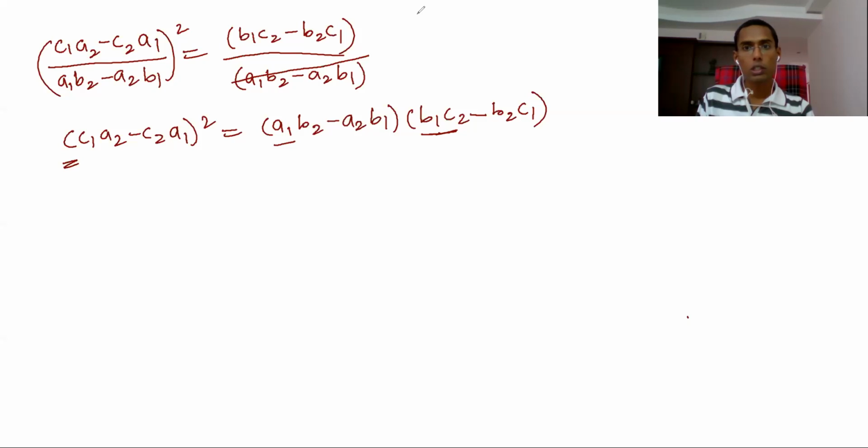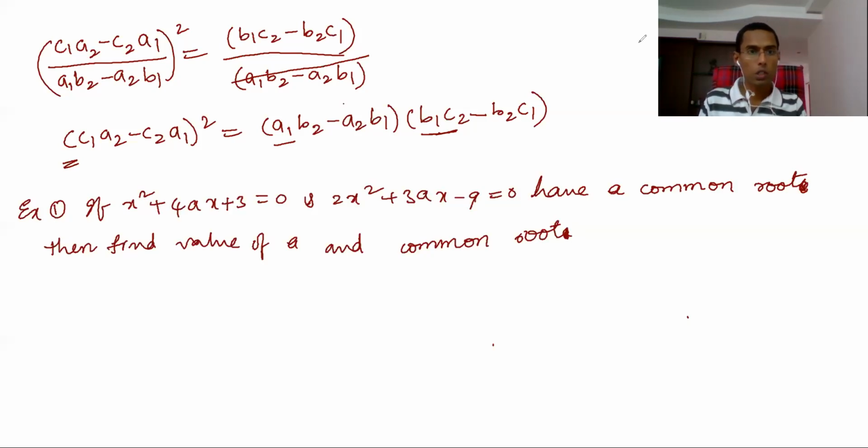Okay, so we'll see one example. Here is the question: if x square plus 4x plus 3 equal to 0 and 2x square plus 3ax minus 9 equals 0 have a common root, then find the value of a and the common root. Now this is very simple, because here 2x square is there, and here 2 is not there. If you multiply with 2, then immediately you will be able to find out the value or the common root in terms of it.